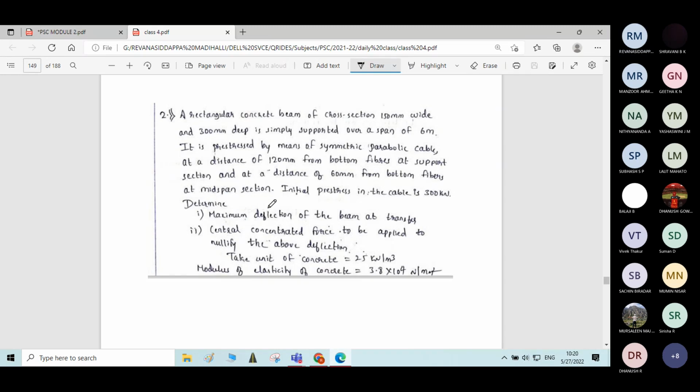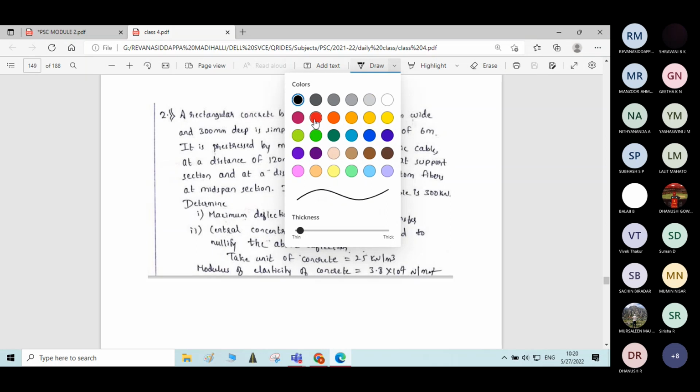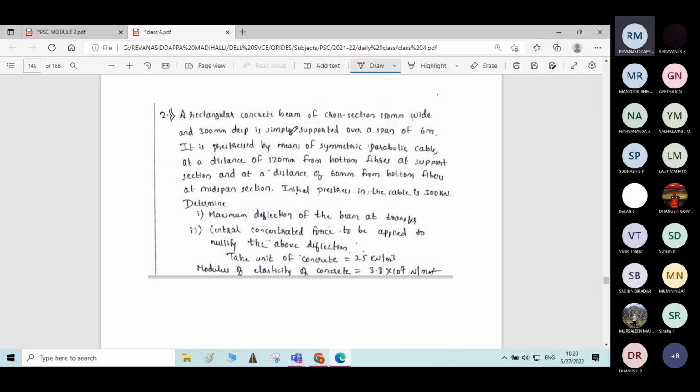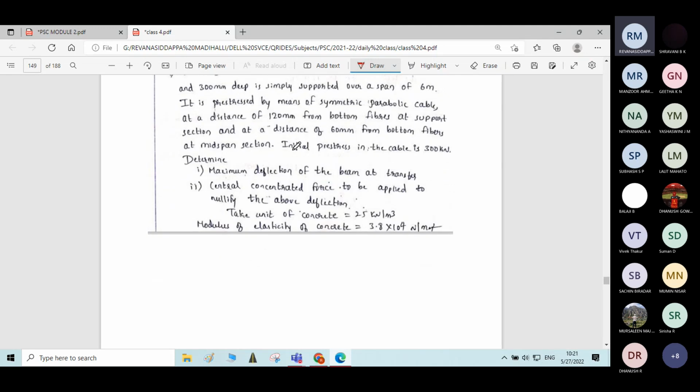Okay, we'll start this problem now. Go through the problem. A rectangular concrete beam of cross section 150 by 300 mm is simply supported over a span of 6 meter, and it is pre-stressed by means of a symmetric parabolic cable at a distance of 120 mm from bottom fibers at support section and at a distance of 60 mm from bottom fibers at midspan section. We will draw the diagram.